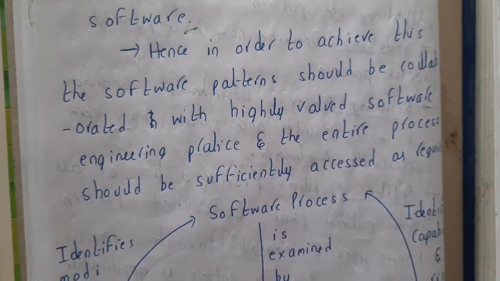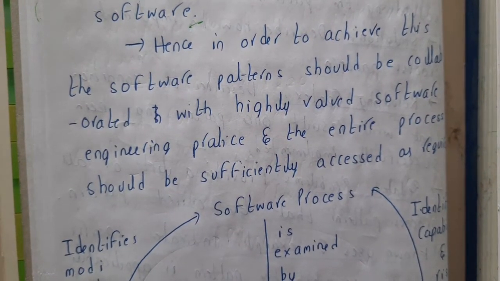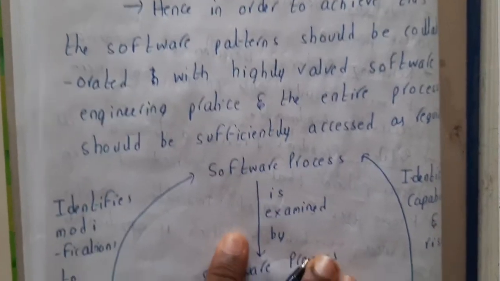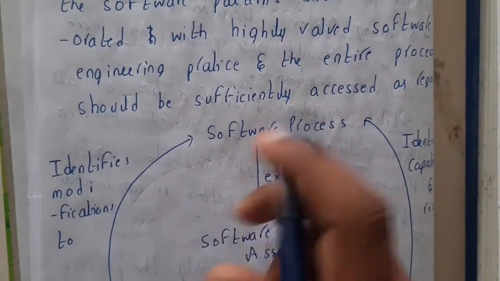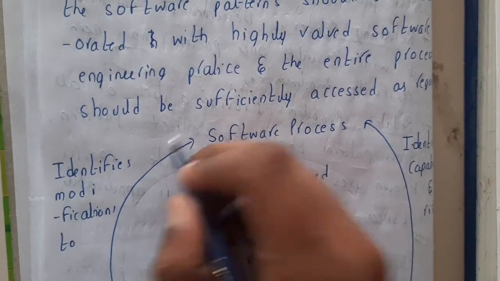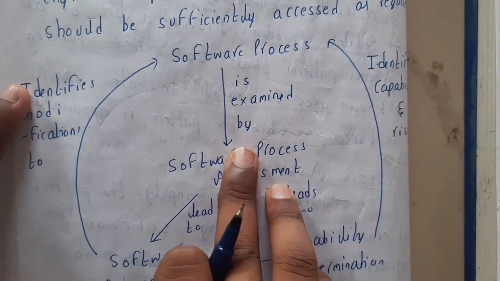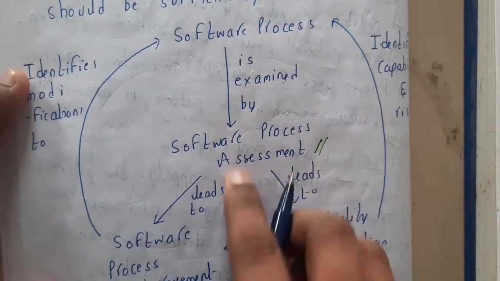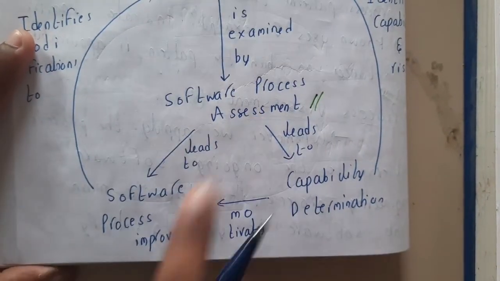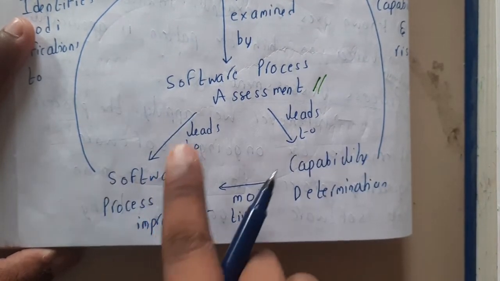Basically, to achieve that, we follow some basic steps or some basic laws designed by higher authorities. Whenever you update some processes, you check the software process here, and that is software process assessment. Once the software process changes are done, they are examined, and then you do the software process assessment. Based on that, you check the capability determination and the software process improvement, that is, how you can improve it.